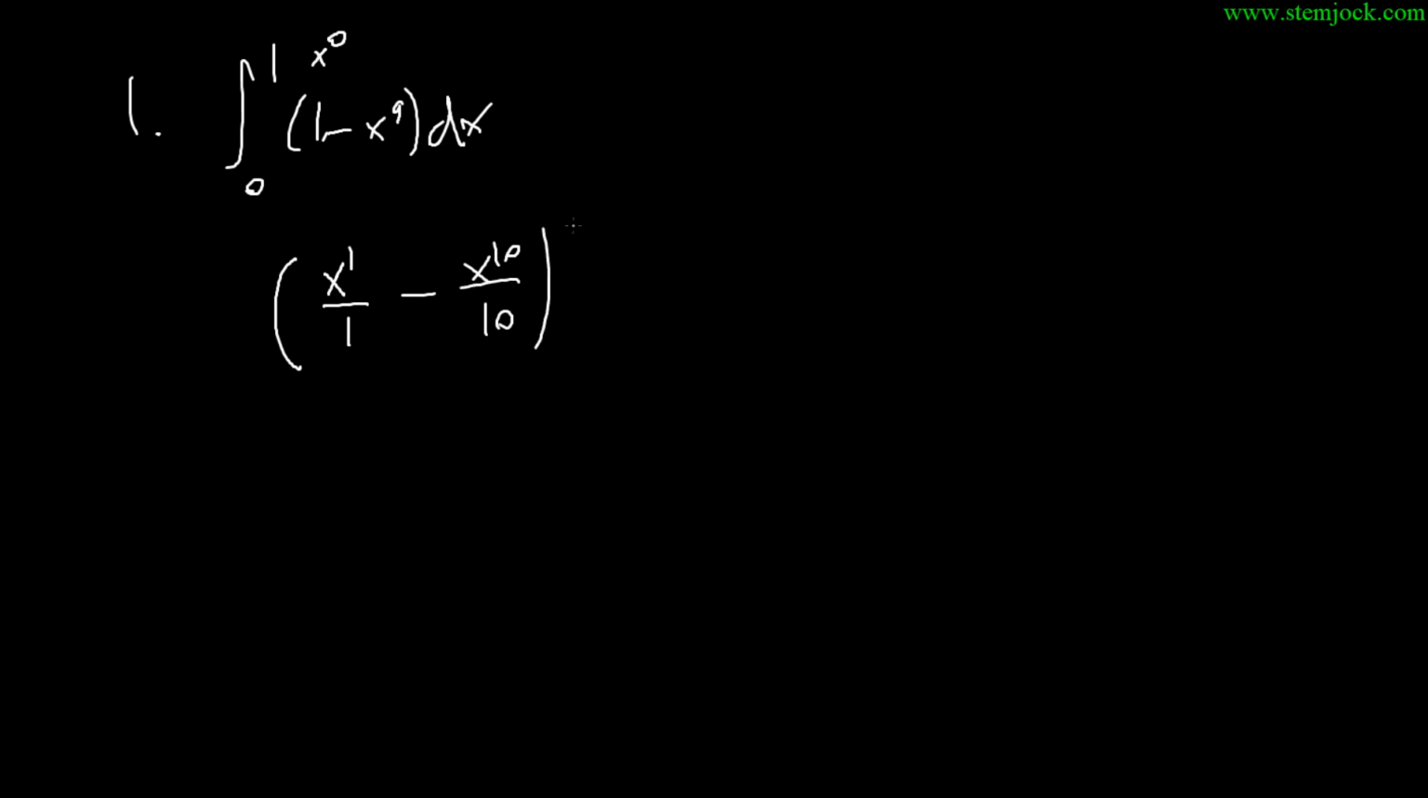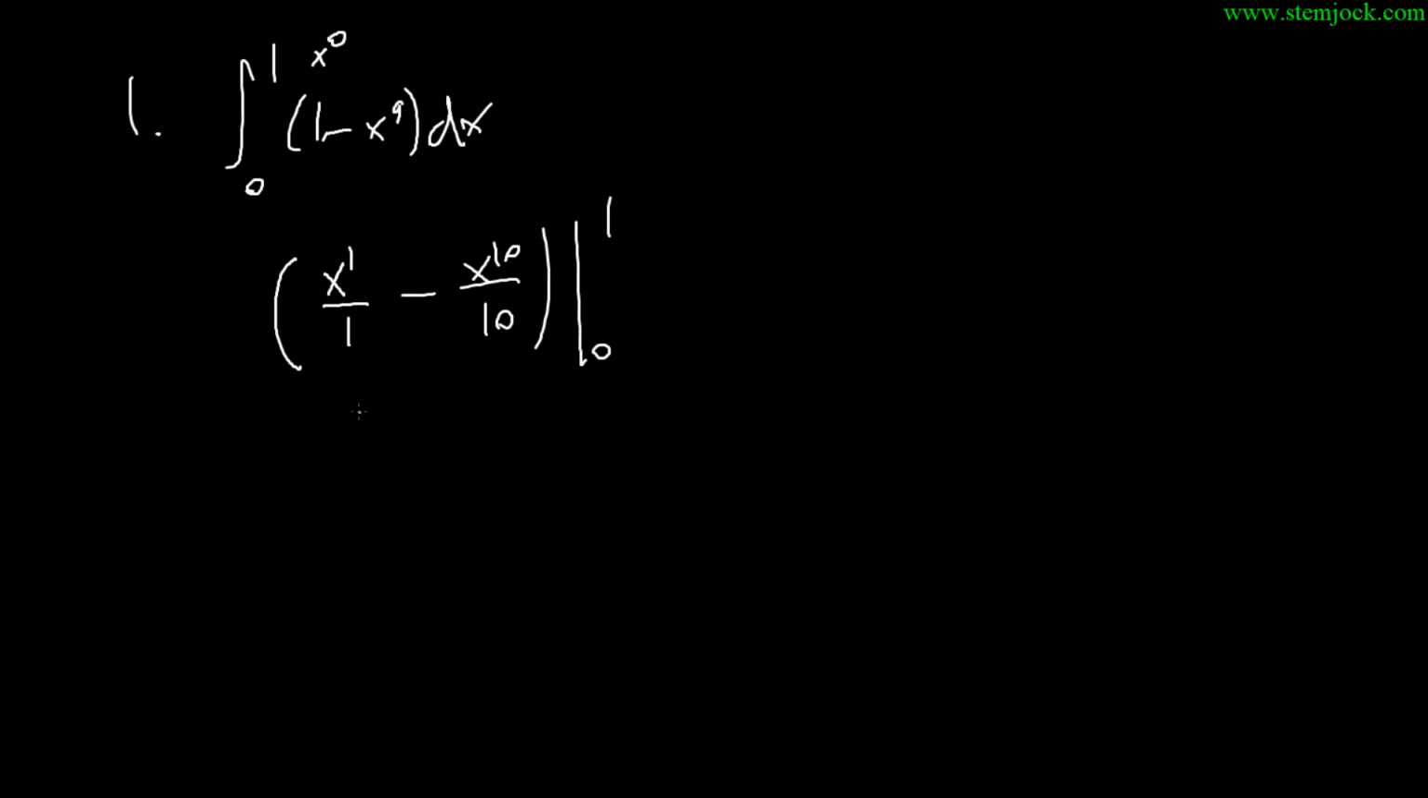So number one, we have an integral from 0 to 1 of 1 minus x to the power of 9 dx. Now this is just a polynomial function, so we can integrate term by term, and this 1 can be written as x to the power of 0. The reason I write it like this is because we use the power rule. To get the antiderivative, we bump up the exponent by 1 and divide by that same number. So the antiderivative is x to the power of 1 over 1 minus x to the power of 10 over 10. And this is evaluated from 0 to 1.